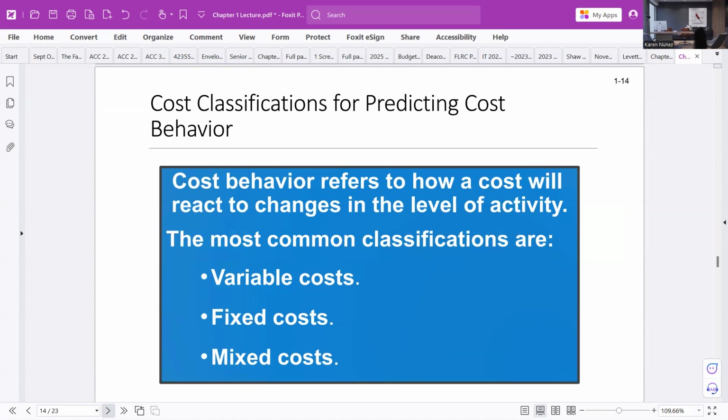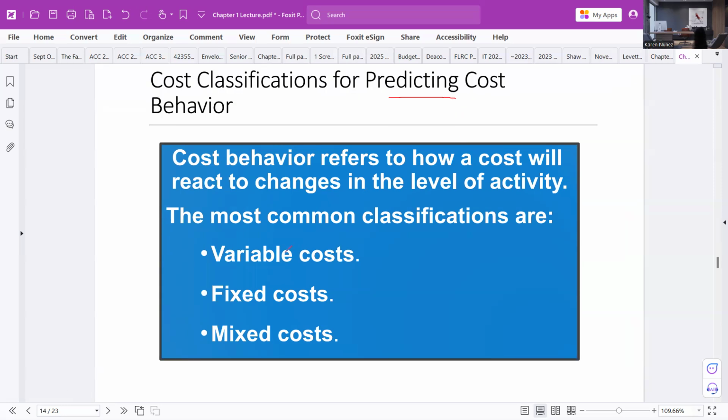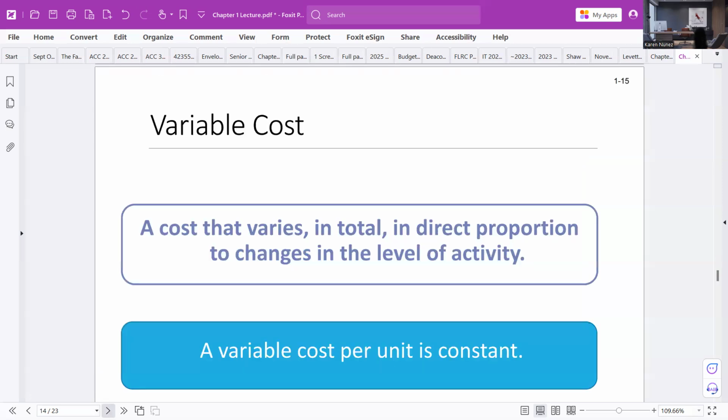And now, once we have determined all of the costs have been accumulated and assigned to either materials, labor, or overhead, or as period costs, then we have to start moving beyond this cost accumulation and cost assignment and start thinking about classifying costs for prediction purposes, for predicting, forecasting, planning, budgeting, and ultimately decision making too. So when we focus on predicting cost behavior, there are three basic behavioral patterns that we use at this level: variable costs, fixed costs, and mixed costs.